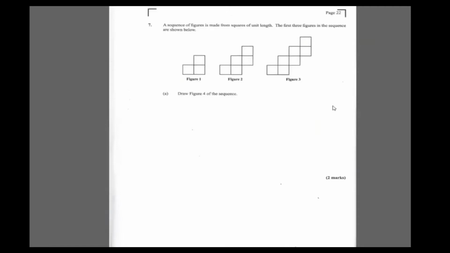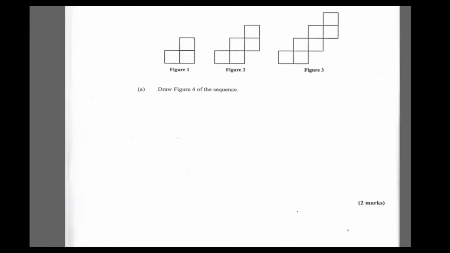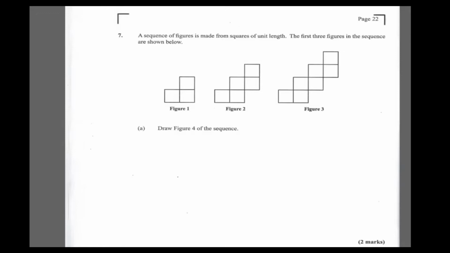All right. Now let's look at this question. It says a sequence of figures is made from squares of unit length. The first three figures in the sequence are shown below. Then the question says draw figure 4 of the sequence. So draw figure 4.